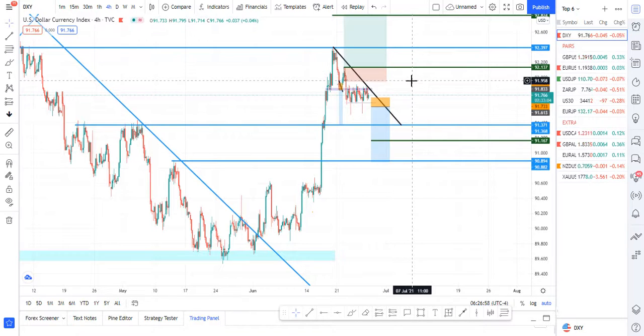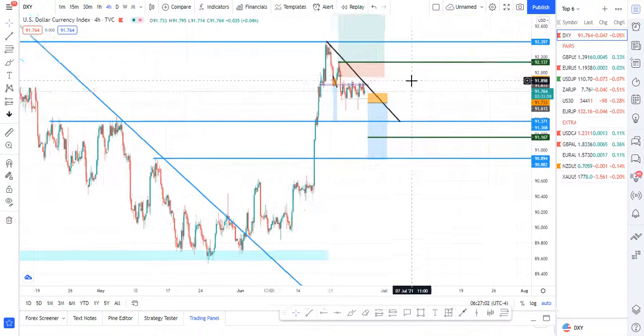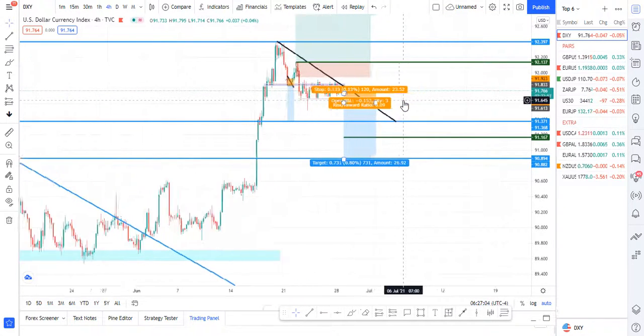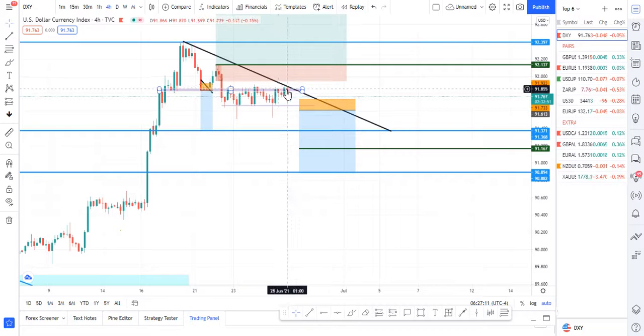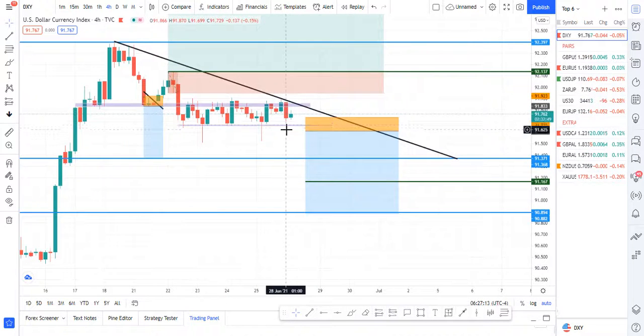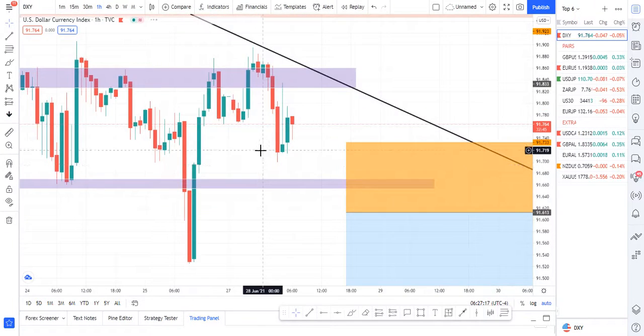So I'm risking 50 pips to gain 150. You understand? So for me, this is okay and it's reasonable. And if price does not go to the upside, I'm expecting price to hit this resistance. Let's even go to the 1 hour to make it clearer.